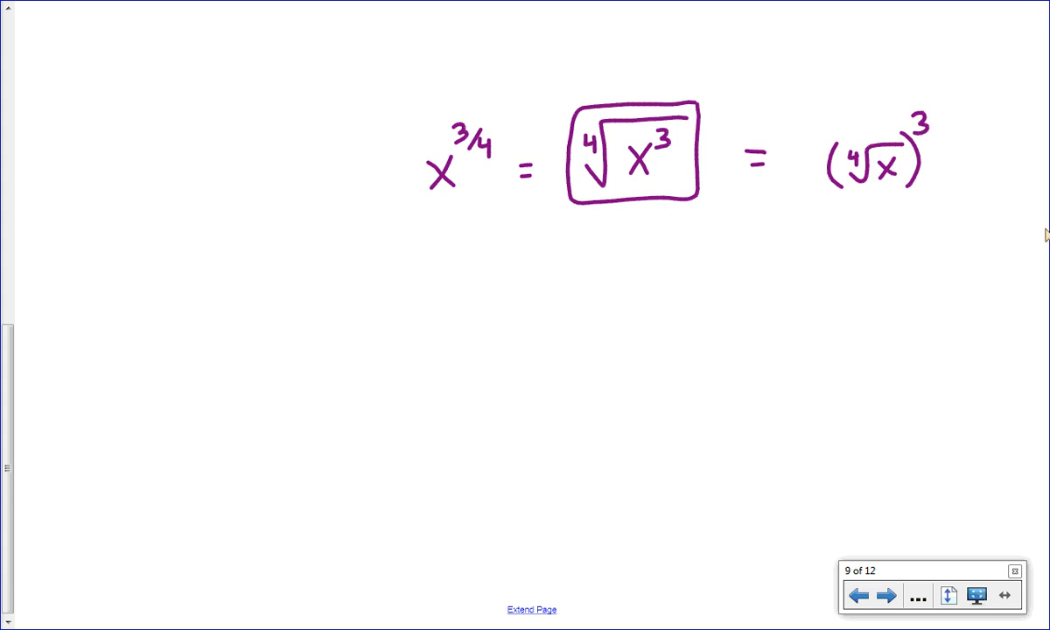I tend to put it on the inside, but there's going to be times when you'd rather do the root first and then raise it to a power, especially if we know what x is, as in we're given a number. So if we had x to the 2/5 and we were trying to rewrite it, we would remember that the 5 becomes the radical, so fifth root, and inside we would write x squared, or you can write the squared on the outside if you prefer that notation.